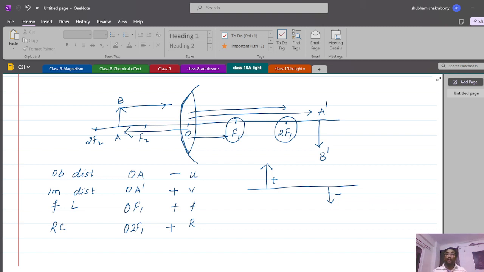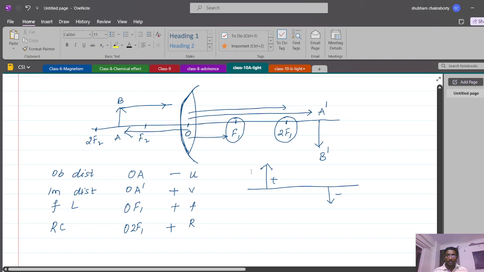This rule is applicable only and only when you have to find out the height of the object and the height of the image. So for the time being, you can neglect this. The most important are the first two rules. I hope you have understood a little bit about it.